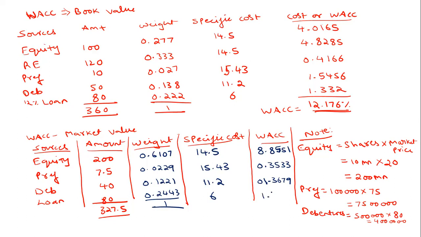1.332. 1.6 multiplied with 0.2443, check once again. 1.443 into 6 is 1.4658. Very good. What is the total now? 12.0421. Very good. And this is the WACC for the market value.